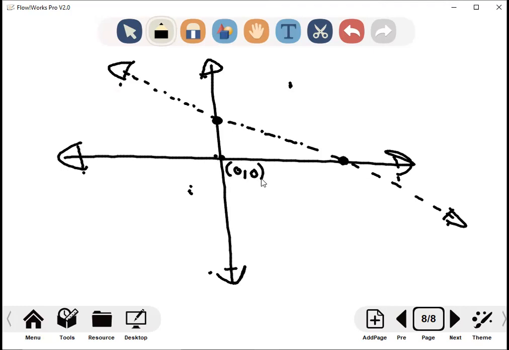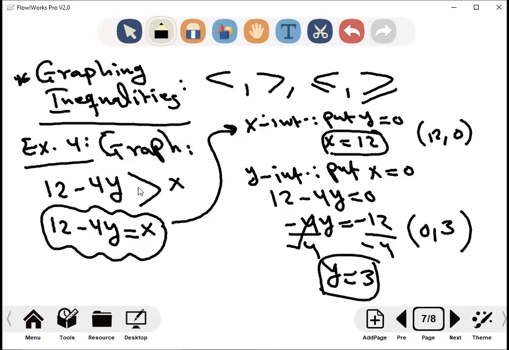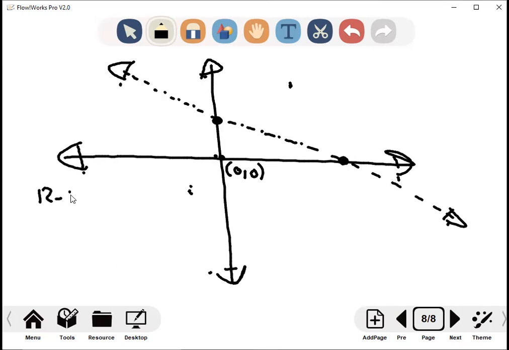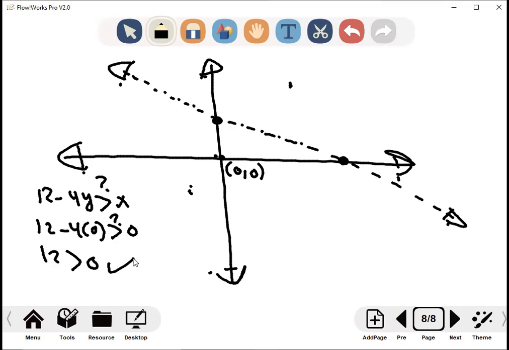I will go to my inequality now. My inequality is what? It is 12 minus 4y more than x, right? Let's write it here so we can work. 12 minus 4y more than x. Here 0, 0, meaning x is 0 and y is 0. Apply. 12 minus 4 times 0 more than 0. Right? 12. Is it more than 0? I'm asking myself now. I'm checking. Is 12 more than 0? It means this point here is inside the area of the solution.